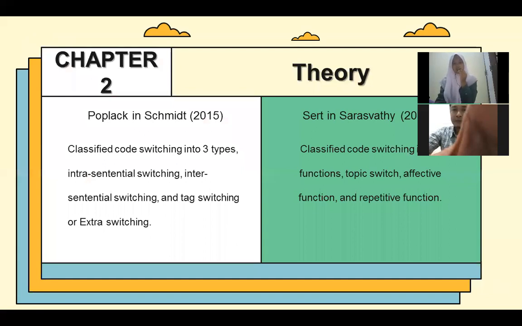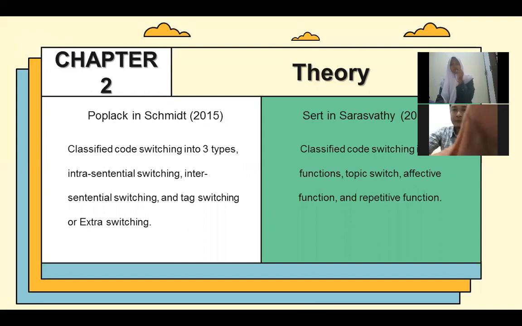And the next slide consists of chapter 2, about theory. For data analysis, I used two theories. The first is the theory of Poplack in Smith 2015. The theory of Poplack is used to classify based on types, namely intrasentential switching, intersentential switching, and tag switching or extra code switching. In intrasentential, a sentence contains two codes in one clause. It means the teacher switched by inserting clauses or phrases from one language to another in the same sentence.